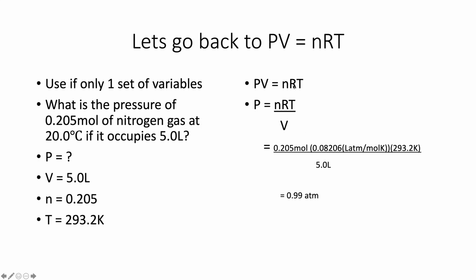Take this equation, PV is nRT. We're trying to solve for P, so P = nRT over V. And then we plug and chug: 0.205 moles, R. Remember R from a few slides back, that's the value of R, and those are the units. And then 293 for the temperature divided by the volume.